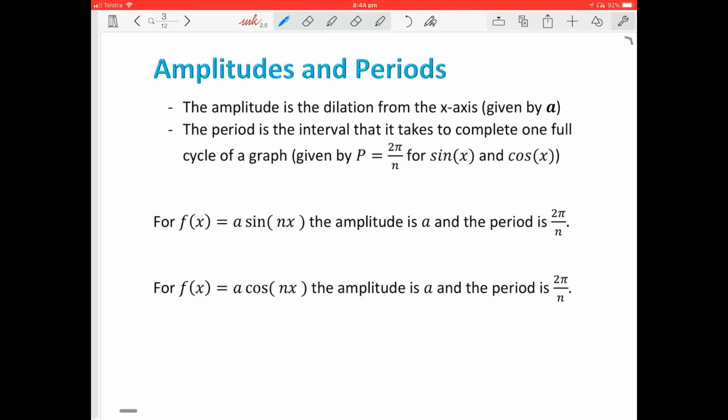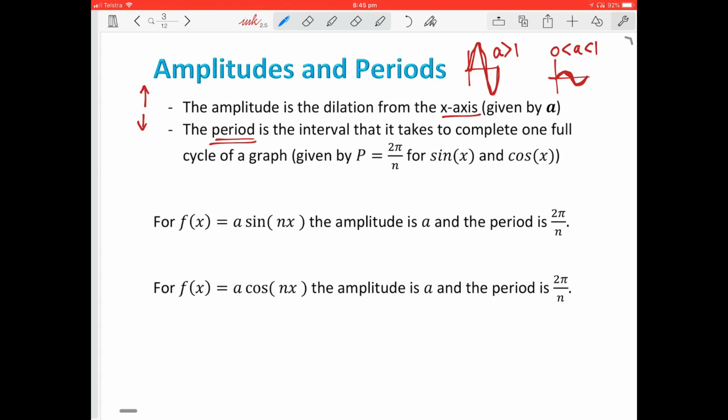Okay, an amplitude is how far your graph goes up and down from the center. So the amplitude is a dilation from the x-axis. If the amplitude is greater than 1, the graph gets further away from the x-axis. If it's between 0 and 1, then it will get closer to the x-axis, so it won't be as high. And if you think about it, this could be used for a sound curve. The louder you are, the higher the amplitude is. The softer you are, the lower the amplitude is.